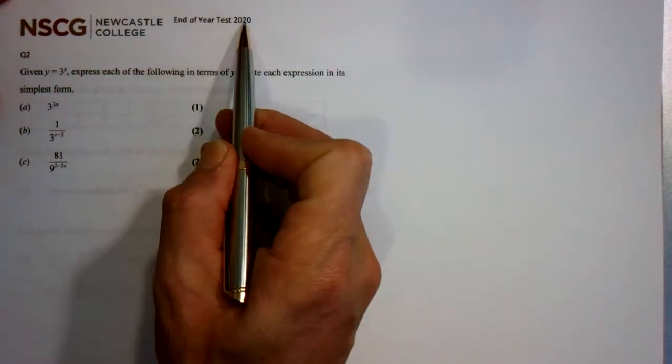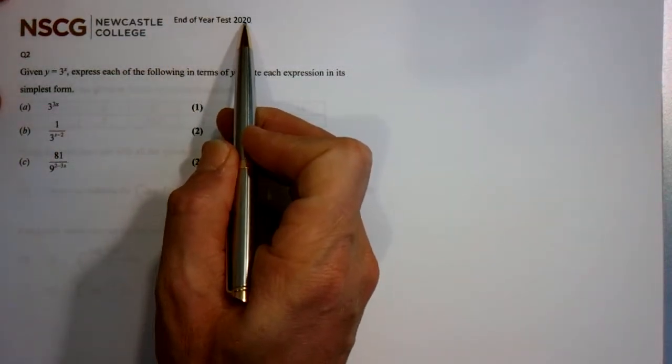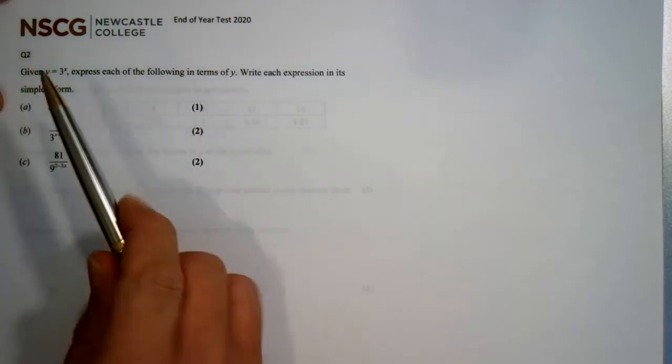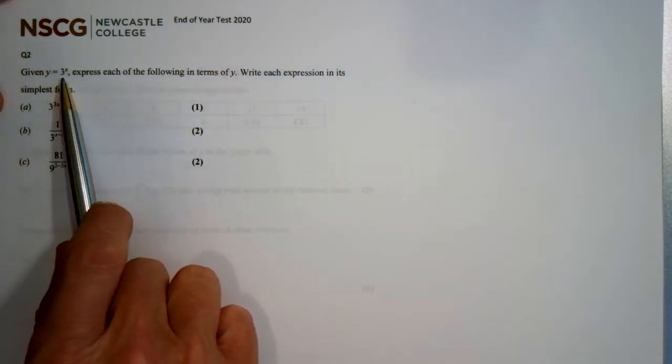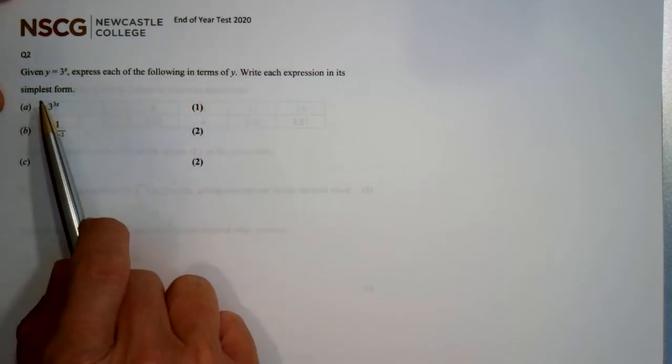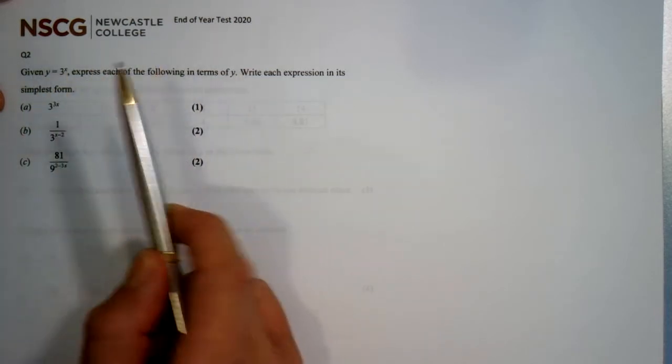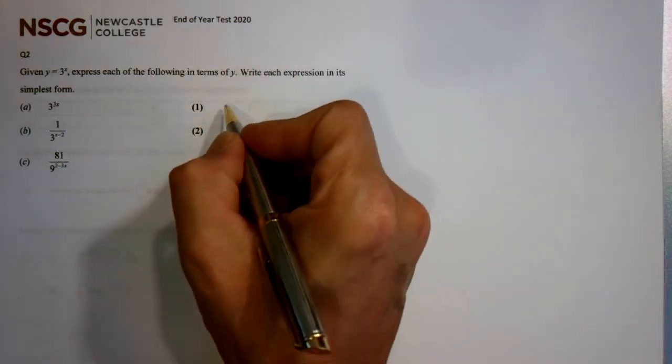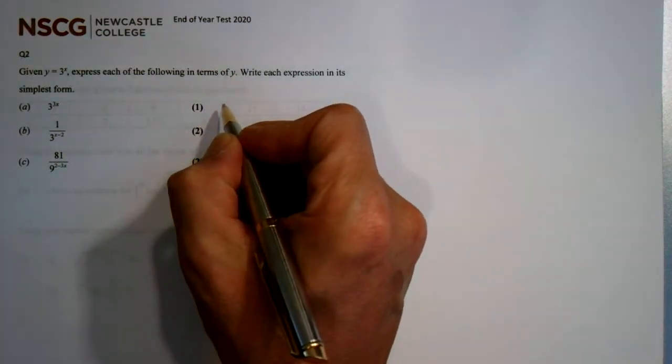Newcastle College end of year test for year 1's, May 2020, question 2. And we're given y is 3 to the power of x. Express each of the following in terms of y in simplest form. Well, okay, this question is just indices.